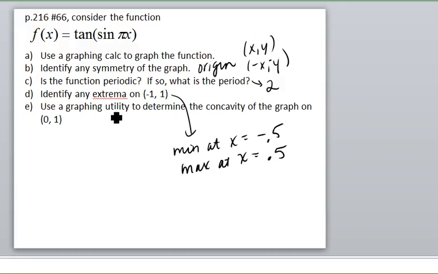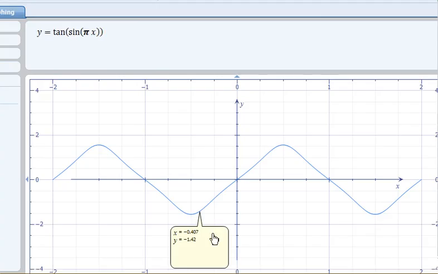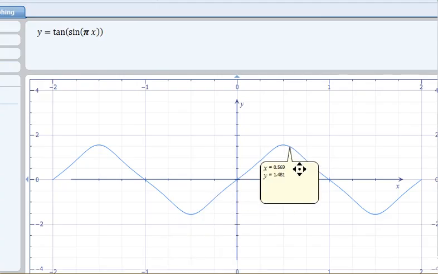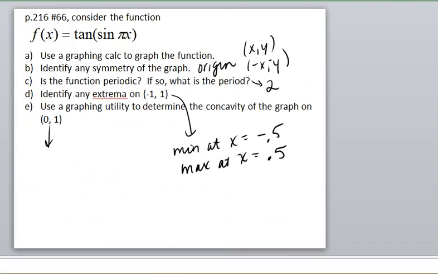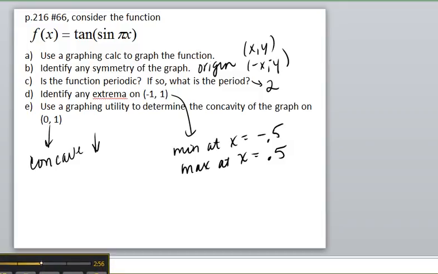And then use the graphing utility to determine the concavity on 0, 1. So if we go back to here, from 0 to 1, it is concave down the entire time. So the point of this problem is that you can use your graphing calculator to analyze all of these things that we've been doing using the calculus rules that we've taught ourselves.